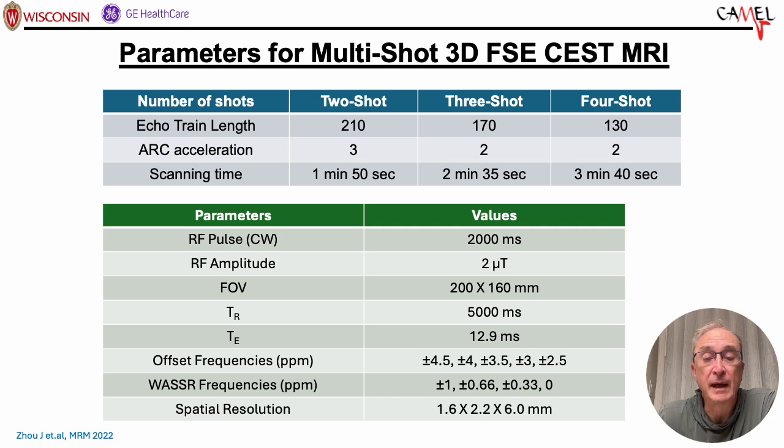Here are our parameters. Nothing too exciting to see here, although the two-shot sequence was just under 2 minutes, while a four-shot sequence was 3 minutes and 40 seconds. So we did improve the scan time by going to a two-shot fast spin echo.